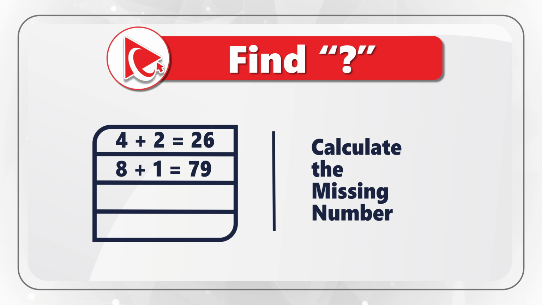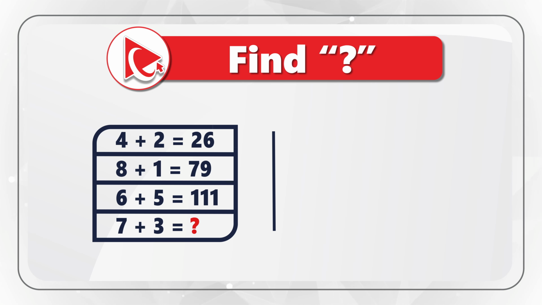Second one is 8 plus 1 equals 79. Same thing here. And the third one is 6 plus 5 equals 111. In the 4th expression, 7 plus 3, you need to find the result, which is presented as the missing number represented by a question mark. And you have 4 choices to select from.